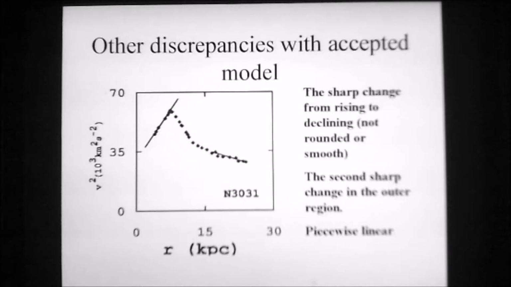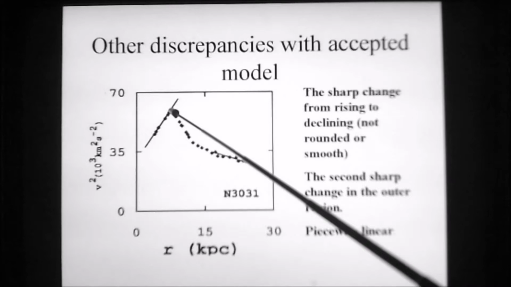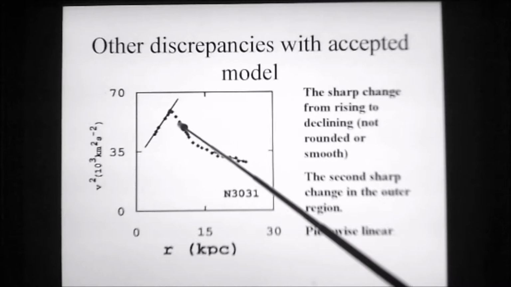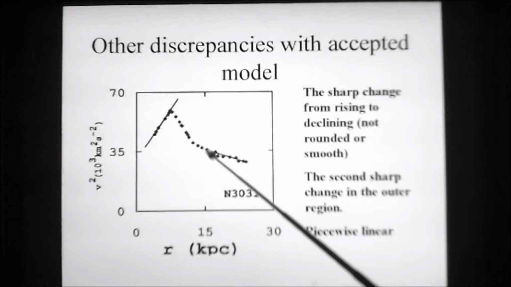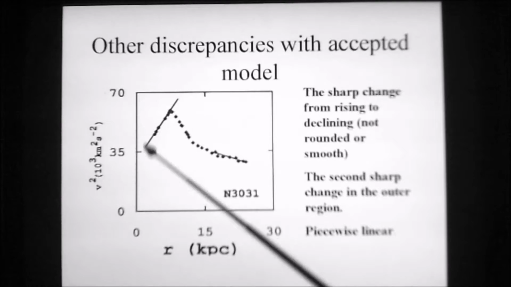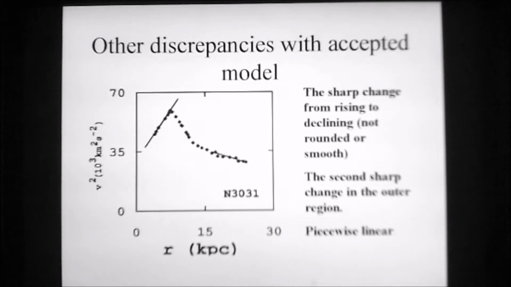Other discrepancies of accepted models are shown here, where the knee could actually be a very sharp point, not a slowly varying point. Secondly, it seems that a piecewise linear fit is a better fit than the smoothly varying models.